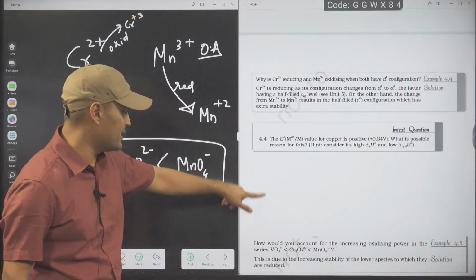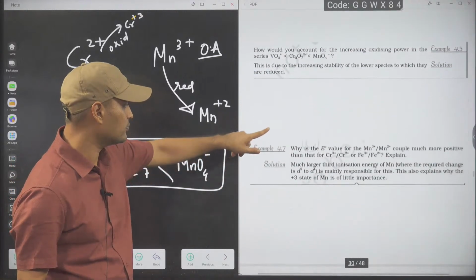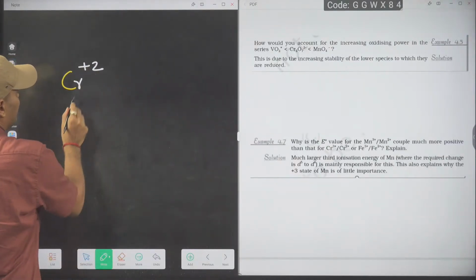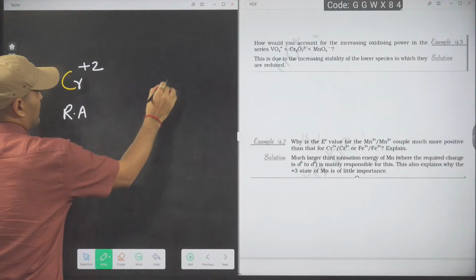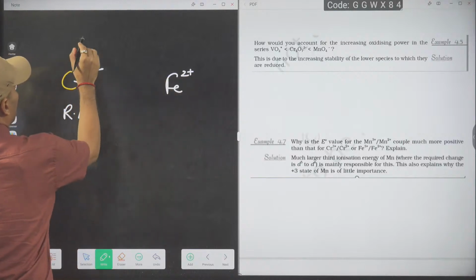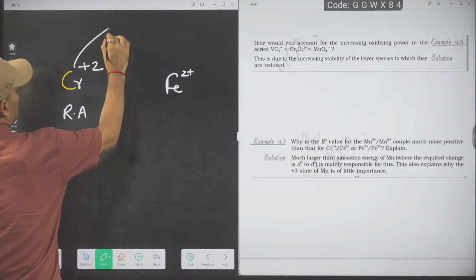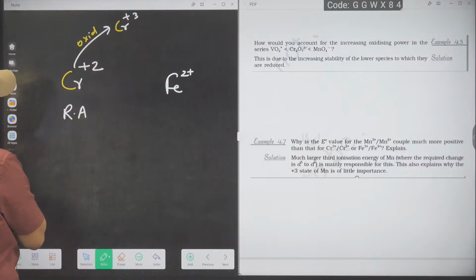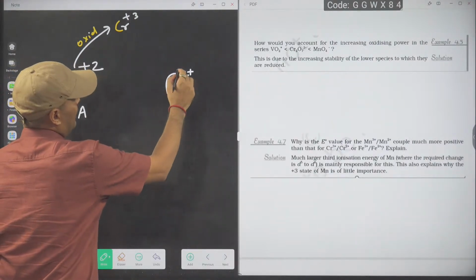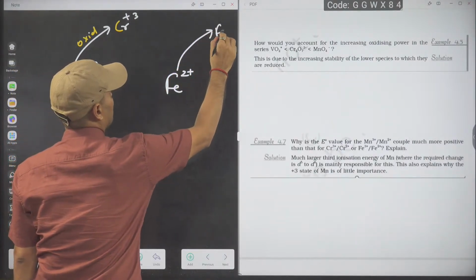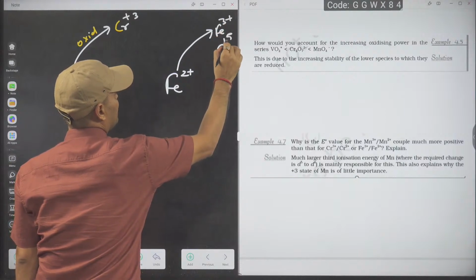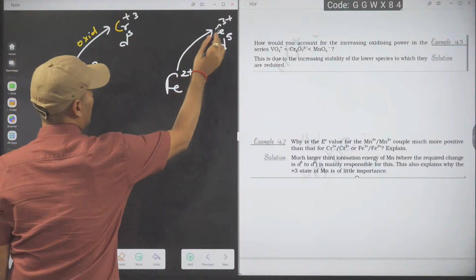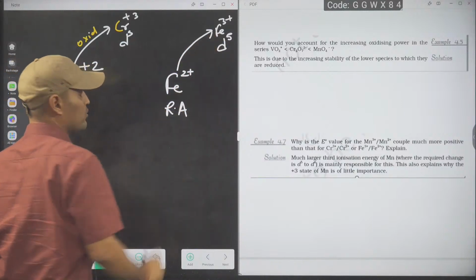Permanganate is a stronger oxidizing agent than dichromate. Now, this question is also very important. You said that chromium +2 is a reducing agent, and Fe2+ as well. You know chromium +2 is less stable, so it will go to chromium +3. This is oxidation, so it will act as a reducing agent. The same point comes here also: Fe2+ will go to Fe3+ because this is d5 and this is d3. So this is also oxidation, and this will also act as a reducing agent.